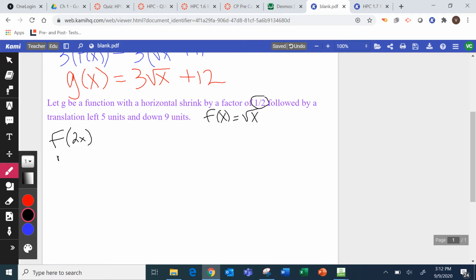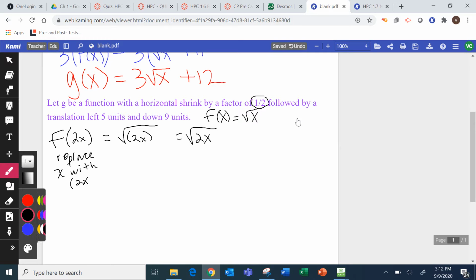So this here means replace x with parenthesis 2x. That's what this means right here. So in the equation, I'll have square root. I'm going to take out x, and I'm going to replace it with parenthesis 2x. So I get radical 2x, square root 2x.